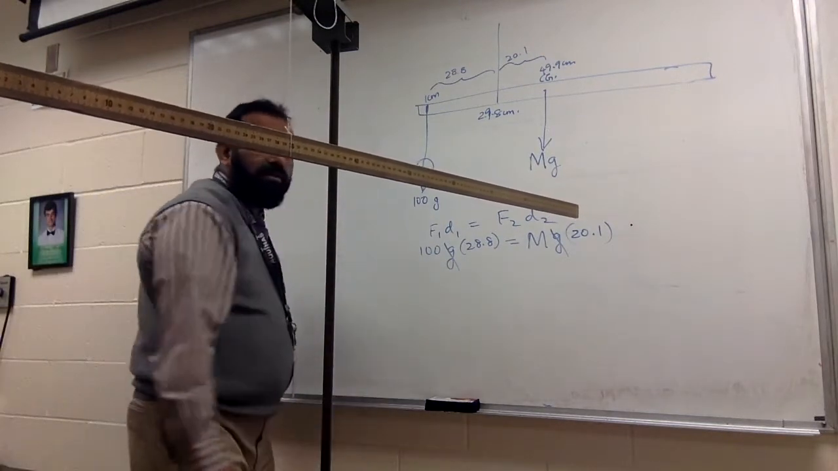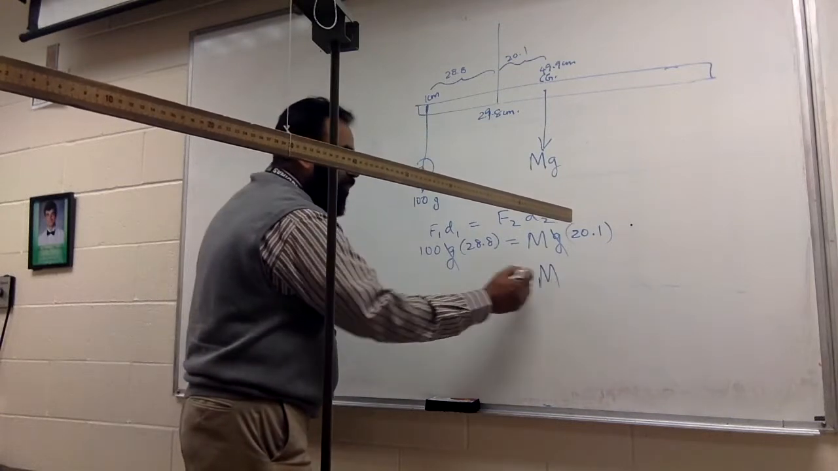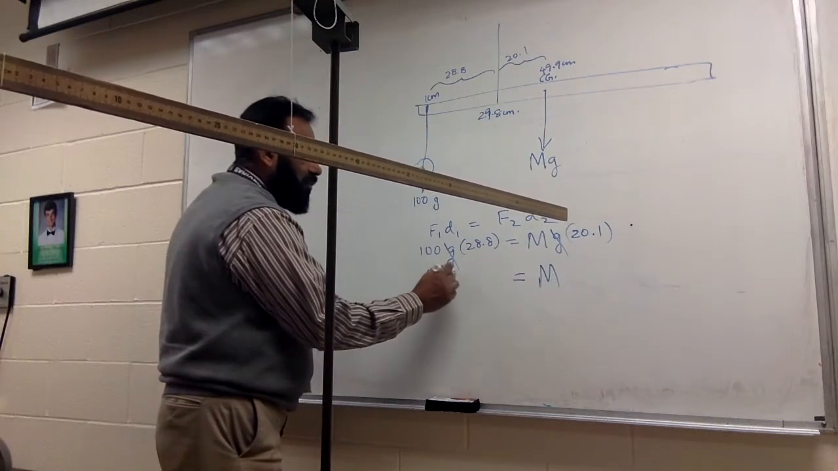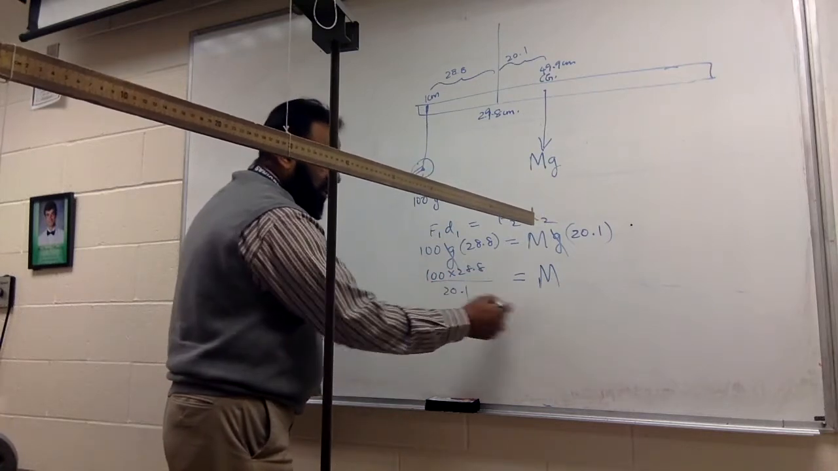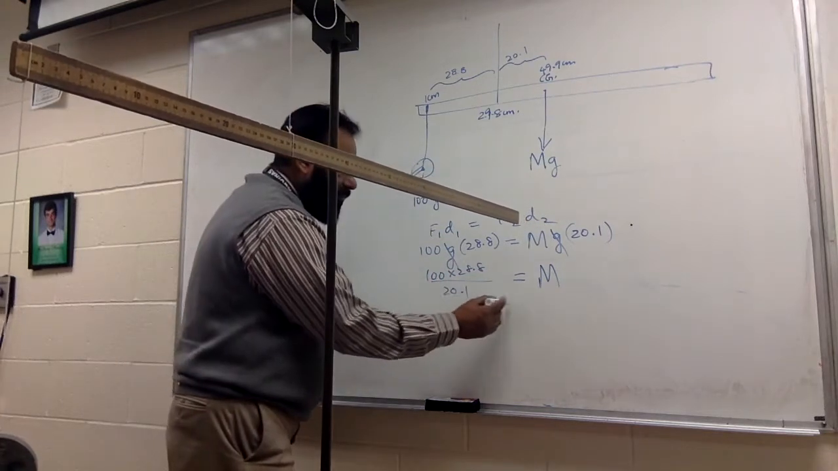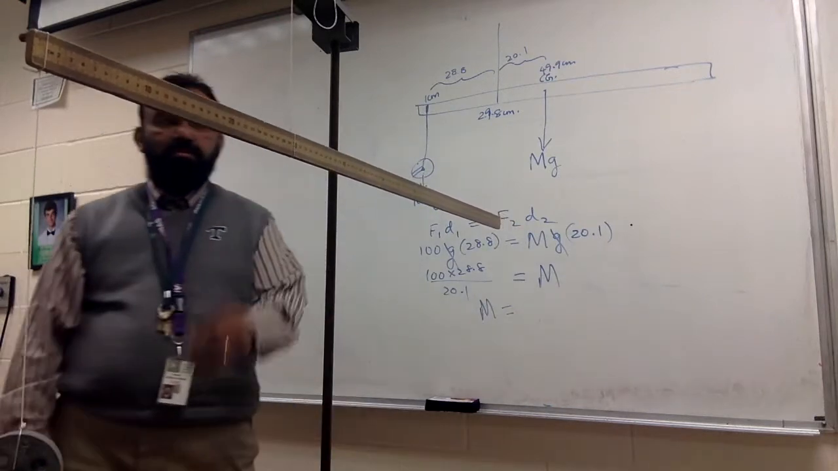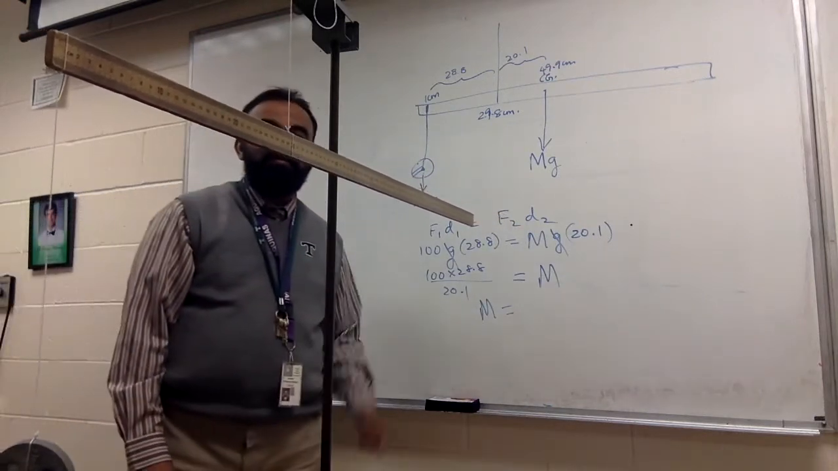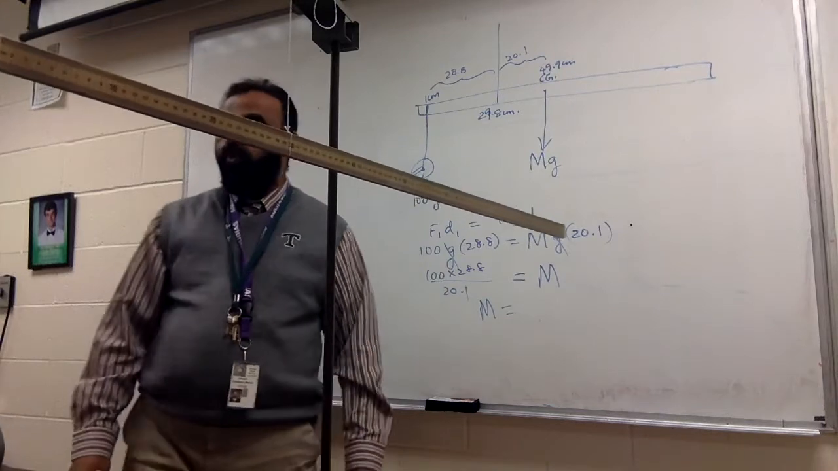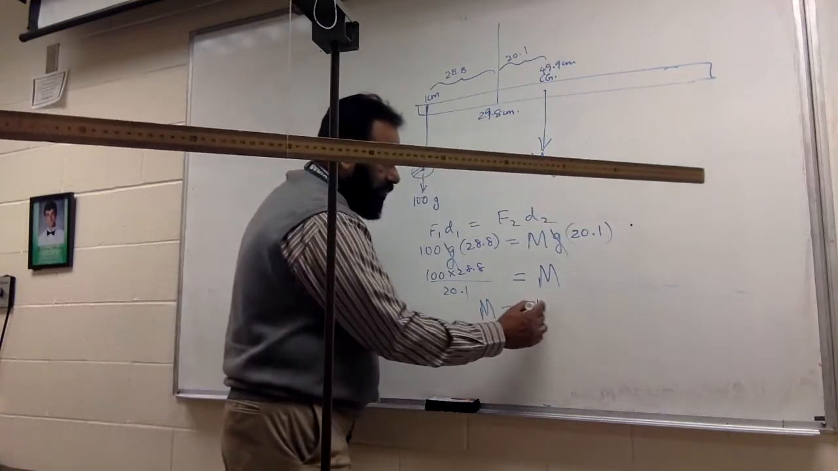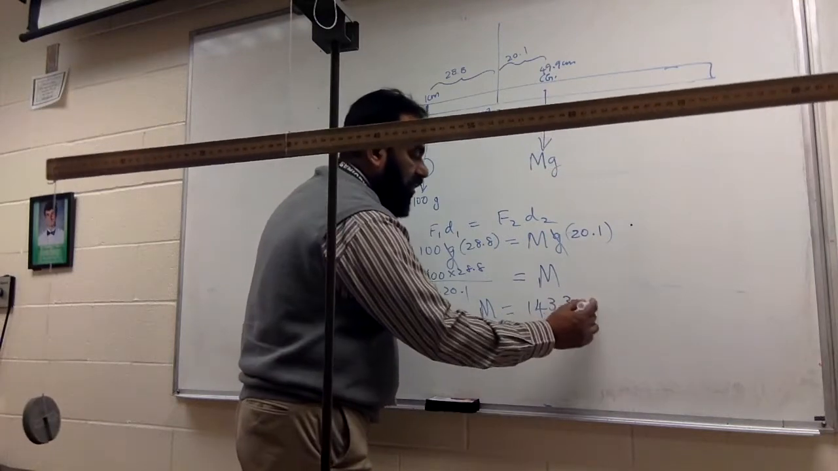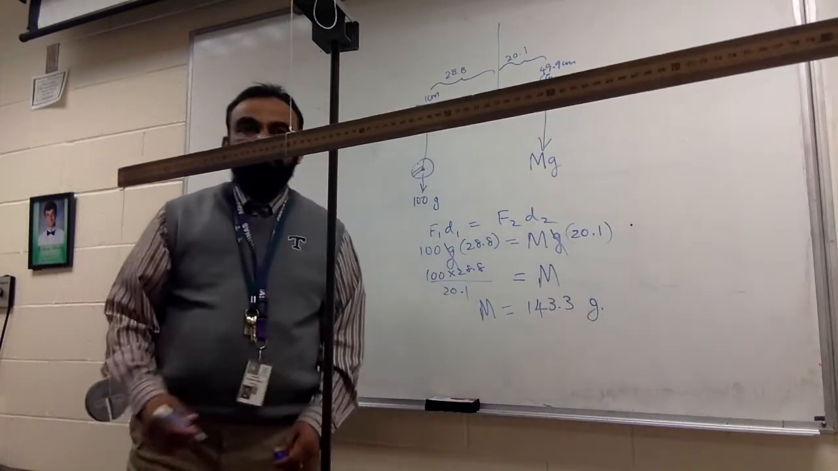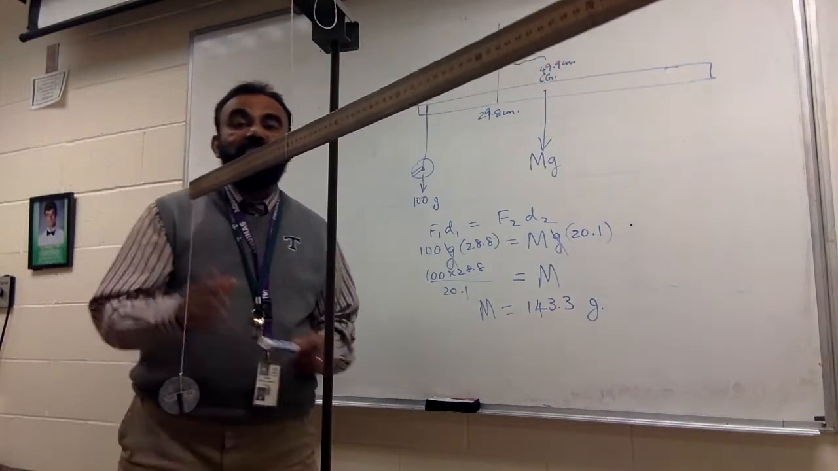What you're trying to find out is m, right? So what is m? 100 times 28.8 divided by 20.1. Can you tell me how much it is? How many grams is it? Work it out. Calculate it. 143. Quick. How much? 143.28. Yeah, 143.3 grams. This is what you ended up getting for the mass of the meter stick.